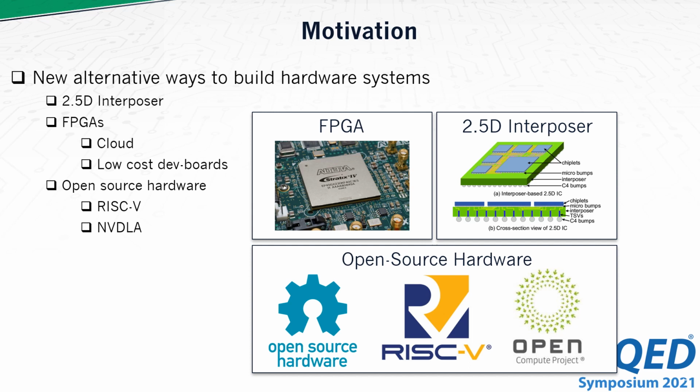FPGA tools and performance have been steadily maturing, enabling close to ASIC performance with dedicated on-chip DSPs and ARM CPUs. They're readily available in the cloud or as low-cost dev board solutions for prototyping. At the same time, an open source hardware movement has started with RISC-V, the Open Compute project, and an abundance of hardware projects open source on GitHub or various online platforms.